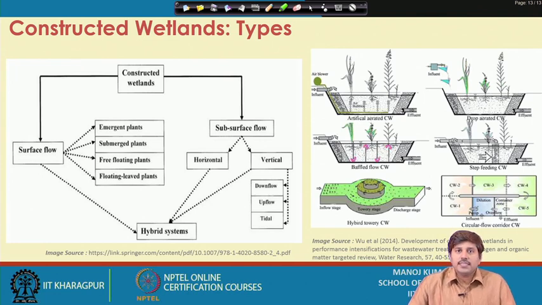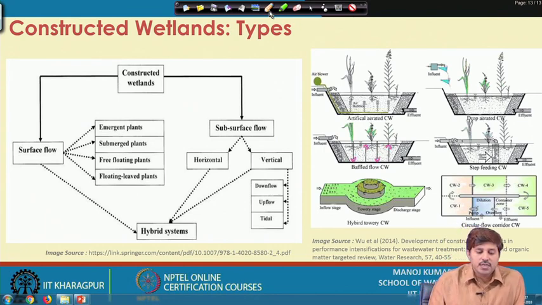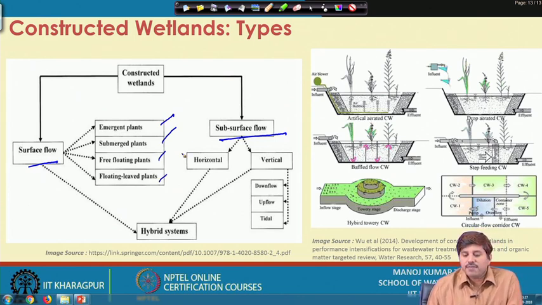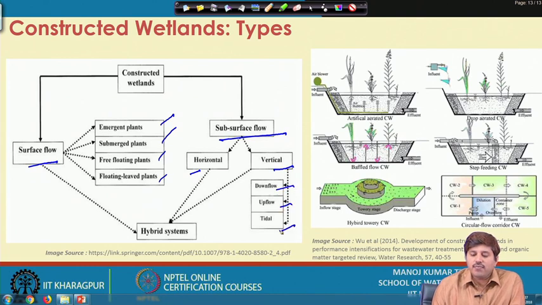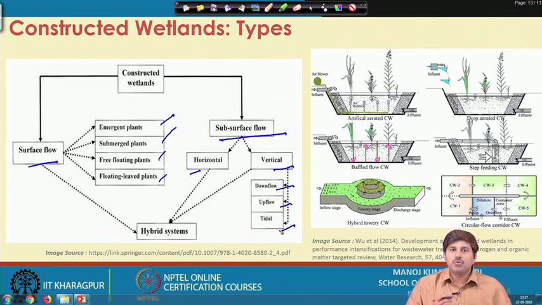Again, the wetland could be of different types, depending on their flow regime and how they have been constructed. There are surface flow wetlands and there are subsurface flow wetlands. The surface flow wetland can be with emergent plants, submerged plants, free floating plants, floating leaved plants. The subsurface flow wetlands can have horizontal subsurface flow or vertical subsurface flow. Under vertical, we can also have downflow, upflow or tidal flow, and we can have hybrid systems where we mix more than one type of wetland in order to extract the maximum features of those.